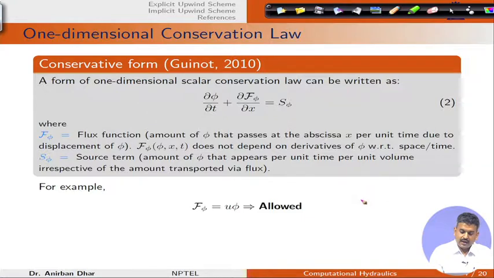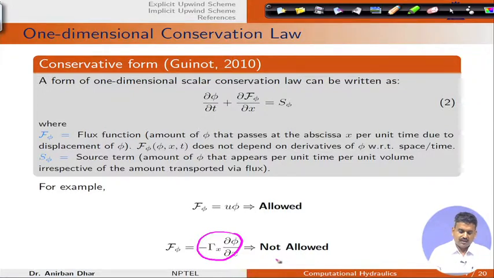However, any derivative in this f phi is not allowed. This is related to diffusion, so this gamma x is like a diffusion coefficient. This is not allowed for this kind of equation, because we have a derivative of phi with respect to space in the one dimensional case.